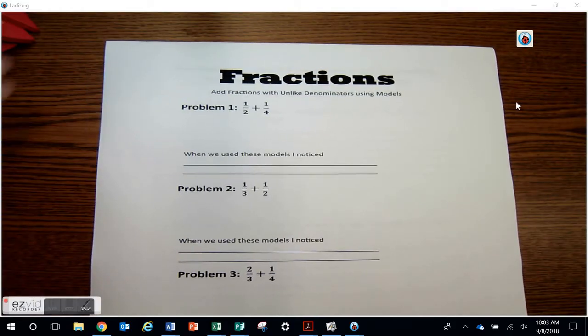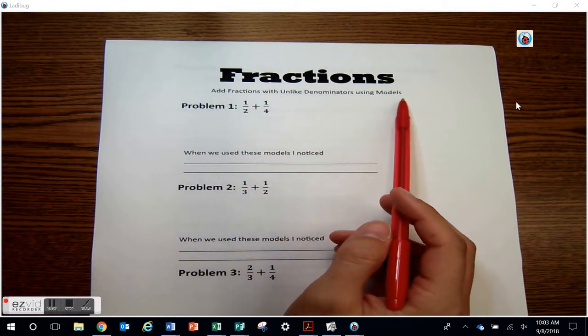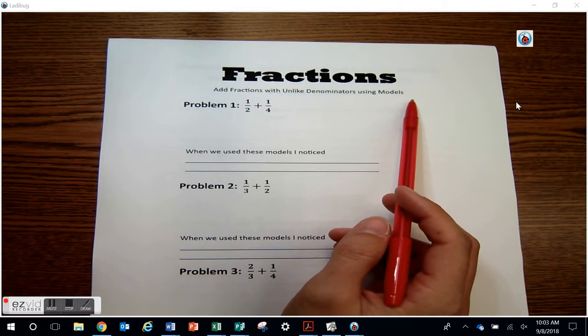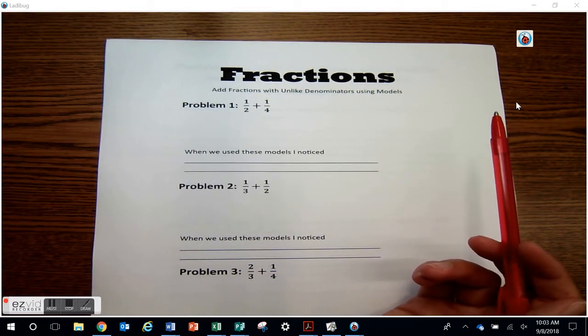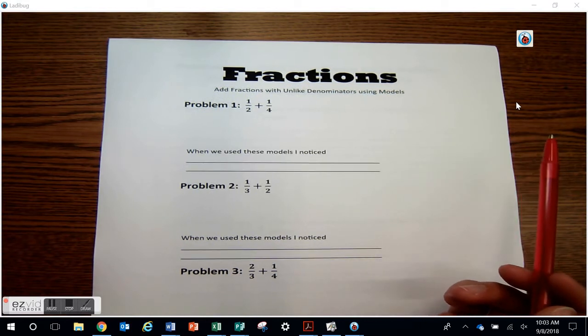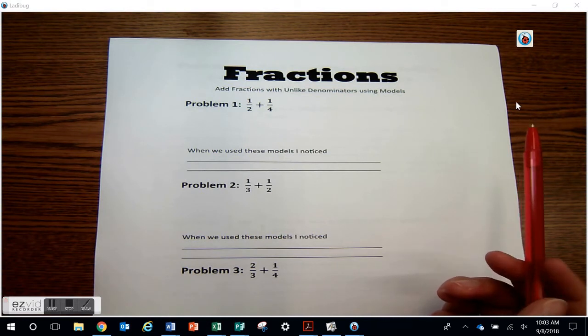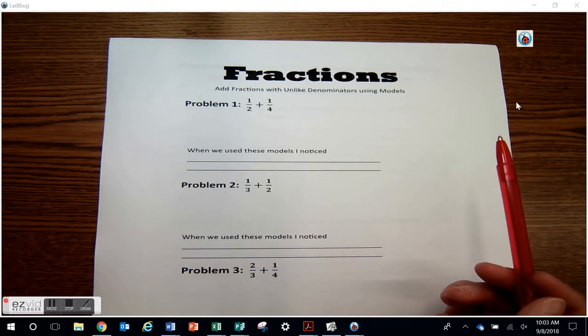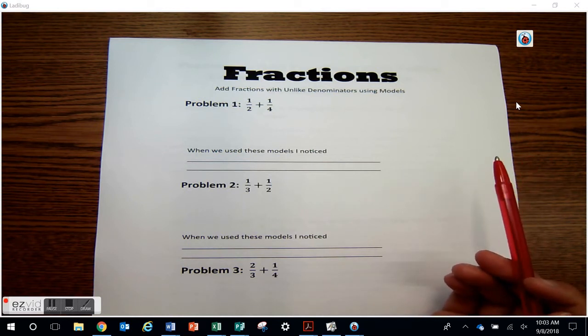In today's lesson, we're going to add fractions with unlike denominators using models. The big thing about today is knowing that we cannot add things if they aren't the same unit or measurement. Okay, so if I said I have 2 adults and I have 3 adults, how many adults do I have? You could tell me I had 5 adults.